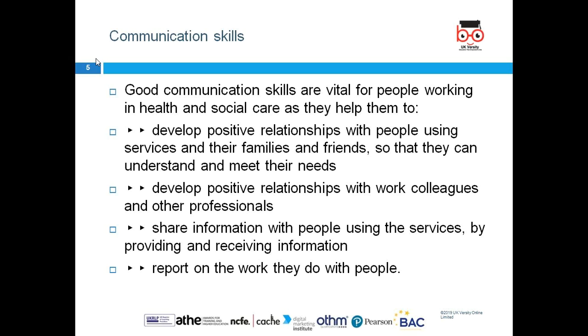I think it was Arista, was it you that said the other day that you were having difficulty with a patient because there wasn't enough information shared between colleagues? Yeah. And also communication skills help you to report on the work that you do.